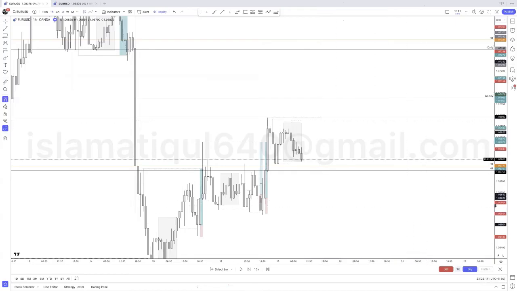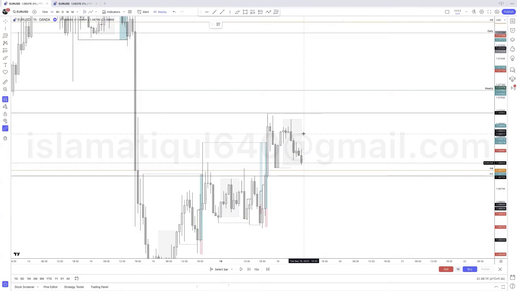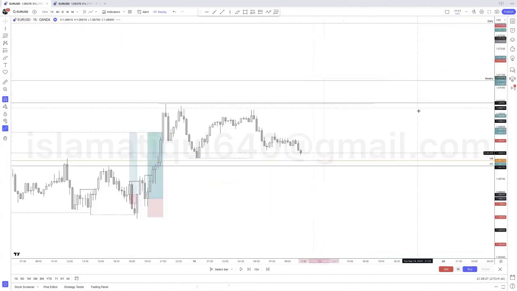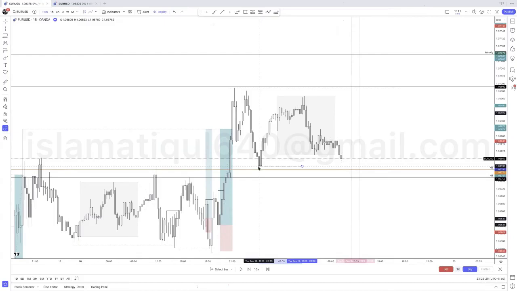And then timing: London kill zone and London open, right? We're going to time that. And let's see. Wait for a rejection inside of this zone. If we get that, we're buying it up into the next zone. So let's see.